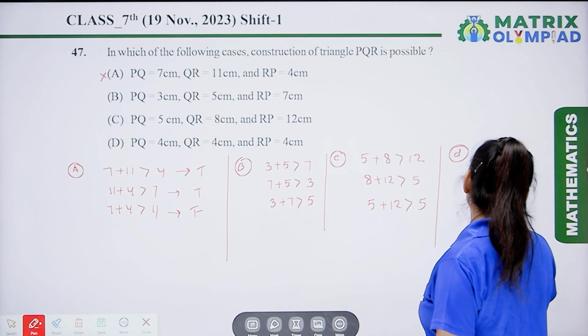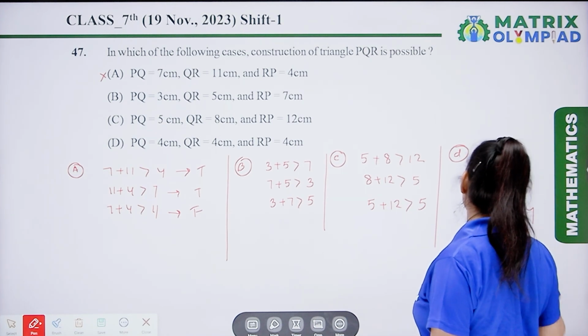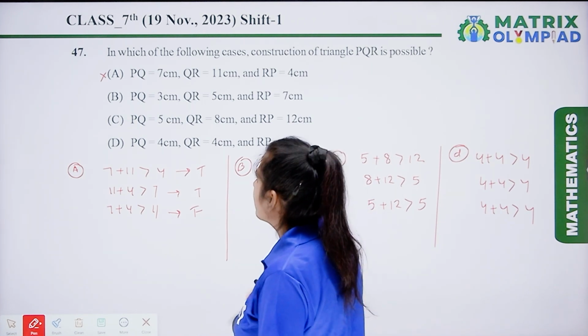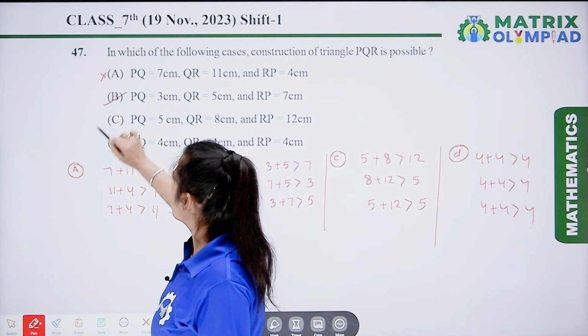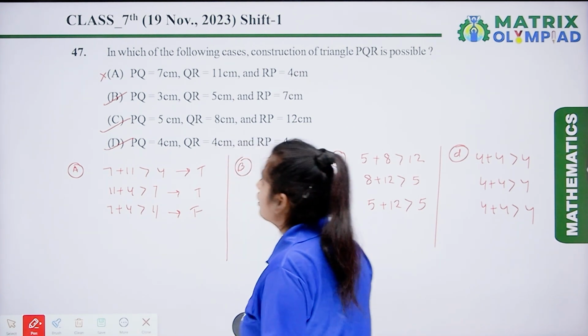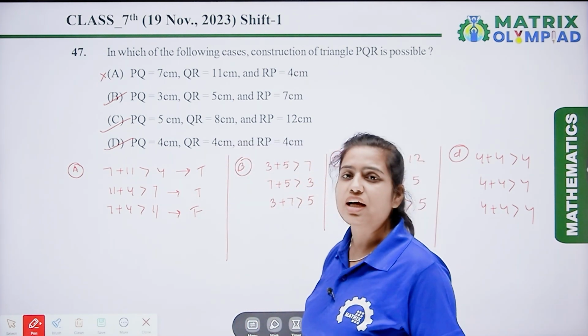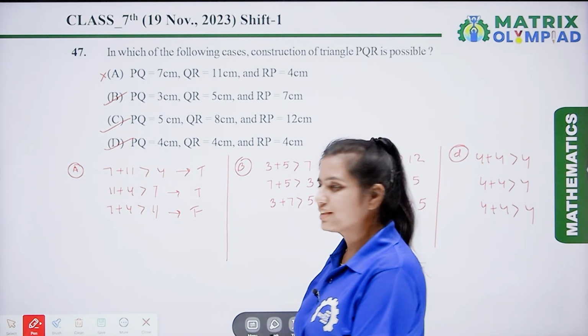Here all the terms are the same. So, the third part is also possible. So, here the correct options are B, C and D. According to the question, we can say that B, C and D are the correct answers.